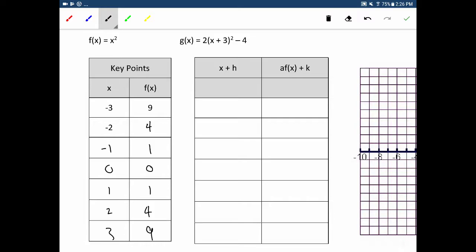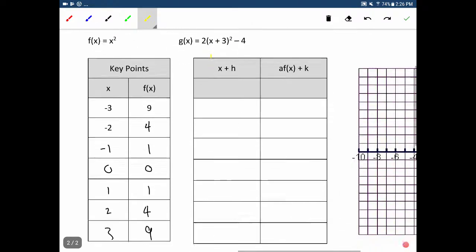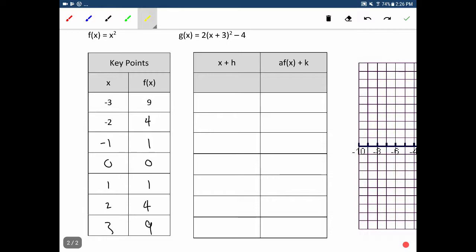So again, remember that your h is going to have the opposite sign of what's shown here in the equation. So instead of having plus 3 for our h, we're going to have minus 3. Okay. So our h value is going to be negative 3. So we're going to have x minus 3.